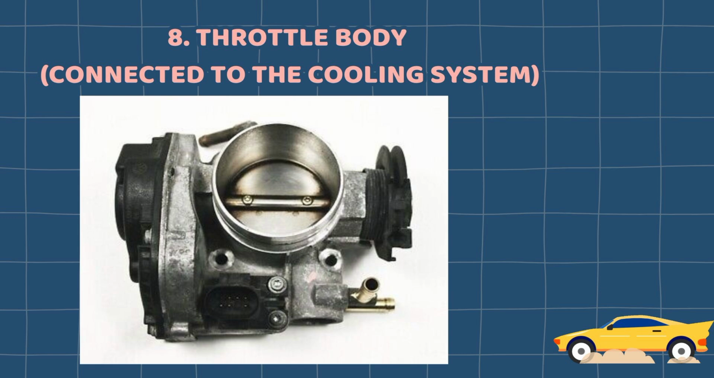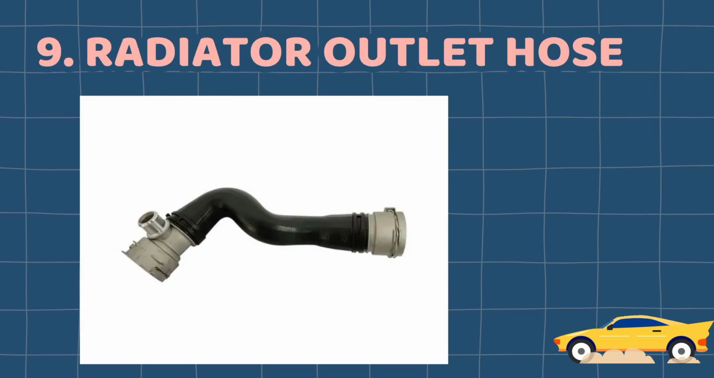The next part is the throttle body connected to the cooling system. It is a part controlling air intake into the engine. The function of the throttle body: some systems use coolant to warm the throttle body to prevent icing and ensure smooth airflow in cold weather.